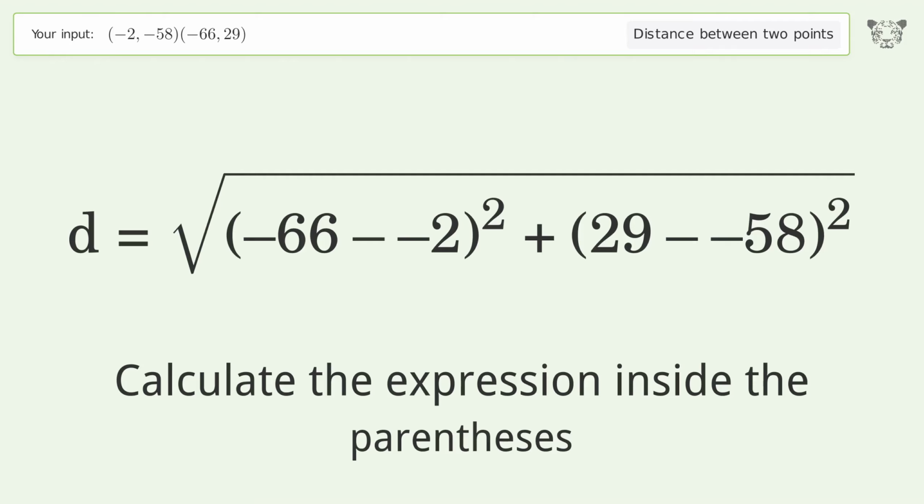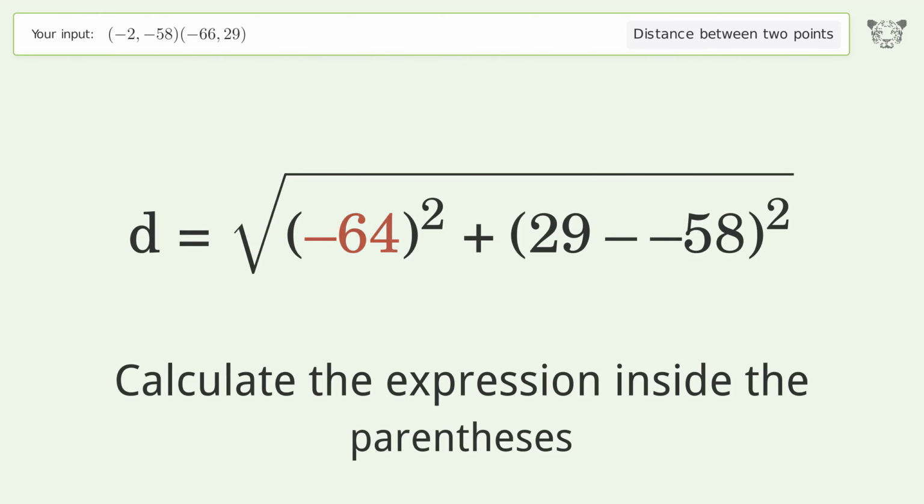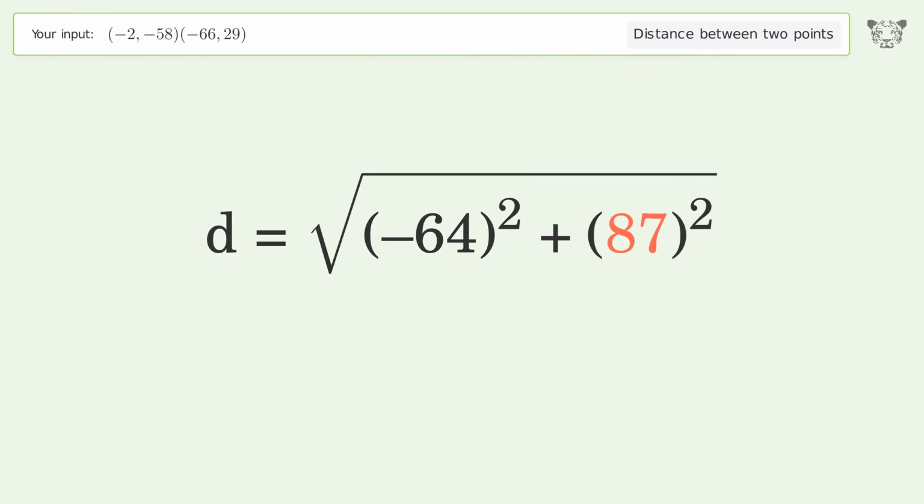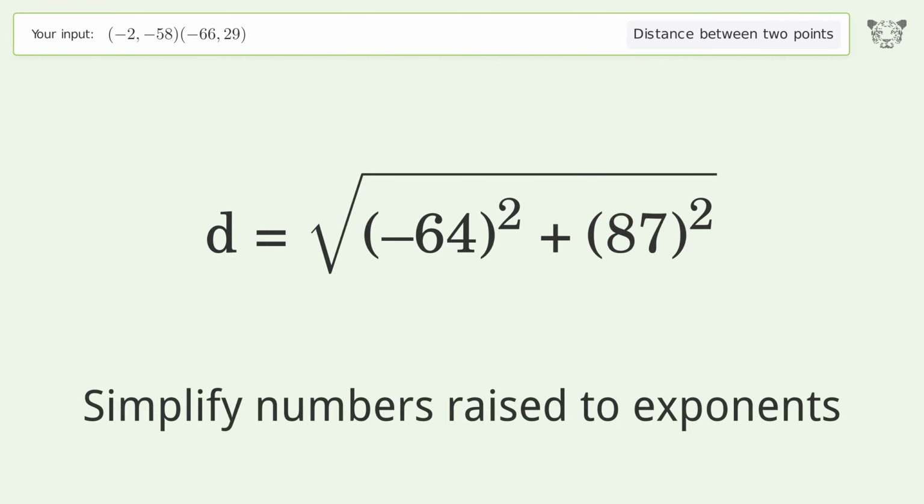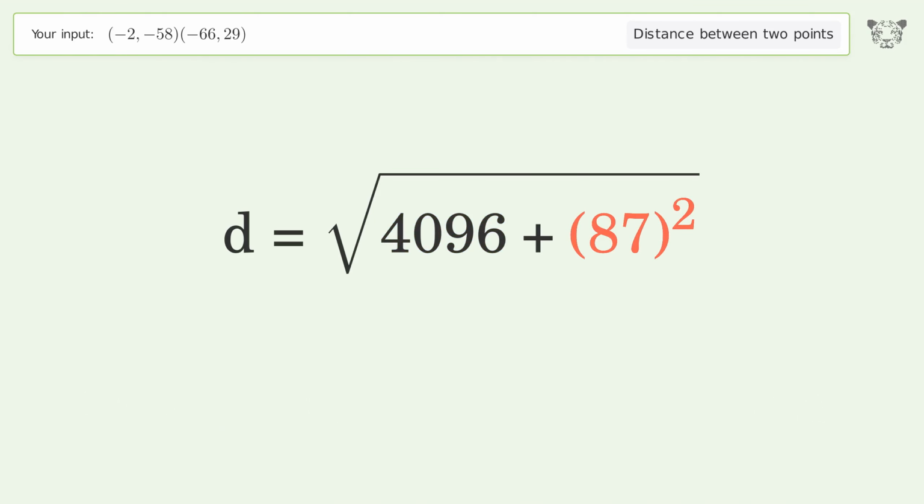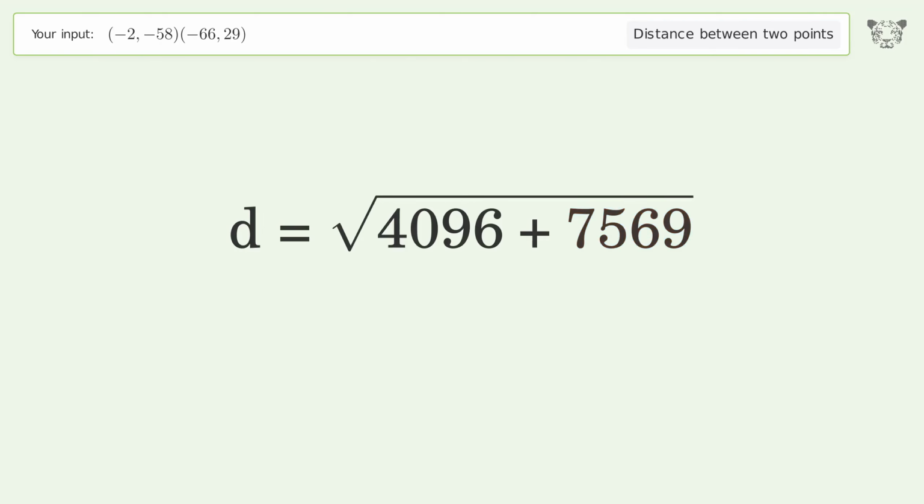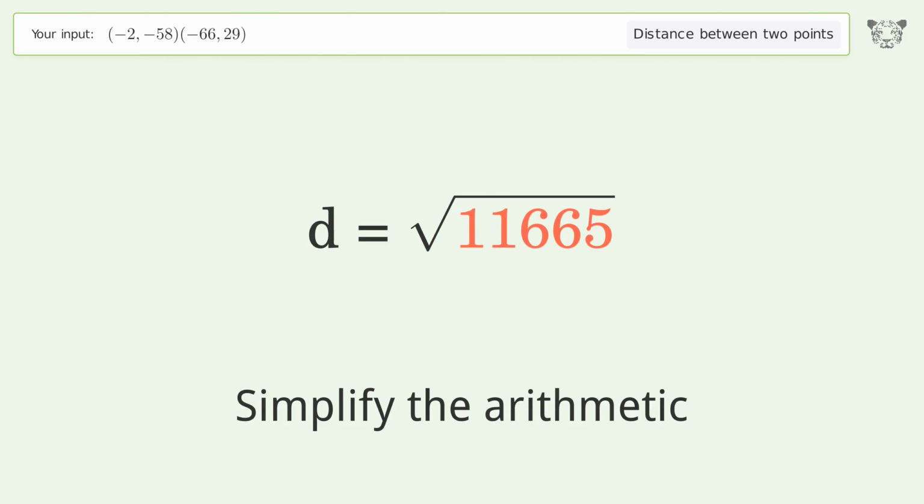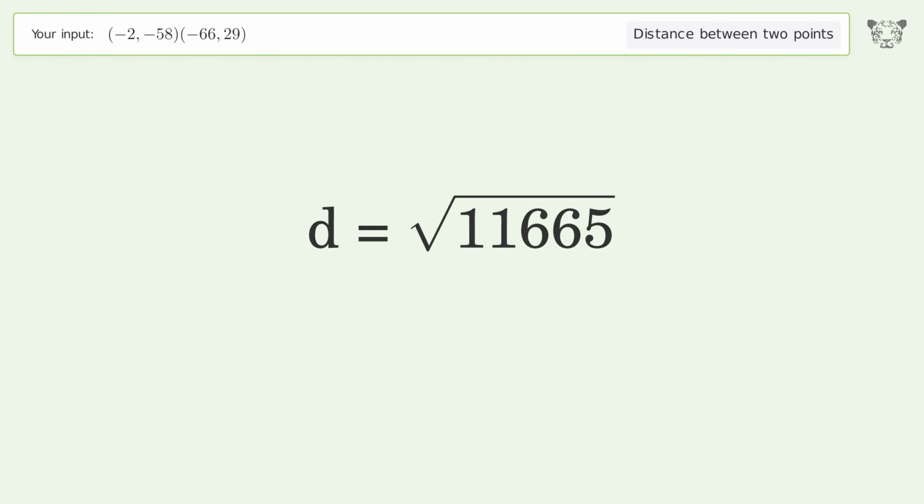Calculate the expression inside the parentheses. Simplify numbers raised to exponents. Simplify the arithmetic. And so the distance between the 2 points is the square root of 11,665 or 108.005.